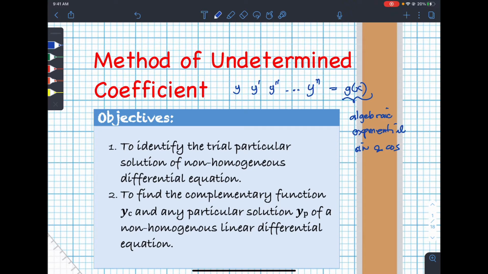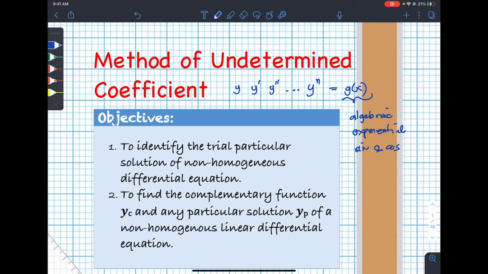Both of them are used in solving non-homogeneous differential equations. However, the method of undetermined coefficients would be simpler compared to variation of parameters in terms of the method in solving it. However, it's only limited to three types of function: algebraic, exponential, as well as the sine and cosine function. If it is already a tangent, we could not use the method of undetermined coefficients. So we will be using variation of parameters.